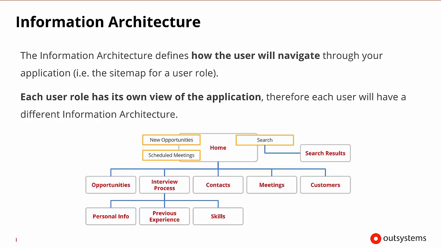Another deliverable of the initiation week is the vision document. And the information architecture is the navigation map of the application, or simply put, it's the site map for given user roles. Normally, each user role will have its own view of the application. It may have its own permissions, and that may mean that each of those has a different information architecture. It defines how the user is going to navigate the site and how easy or not it will be for them to get to certain types of functionality.